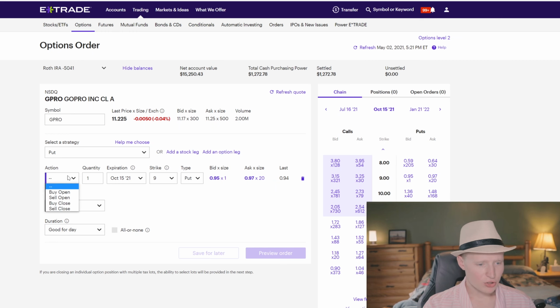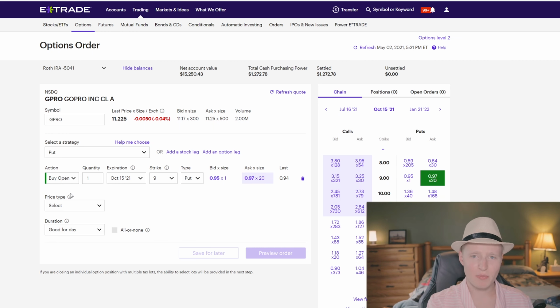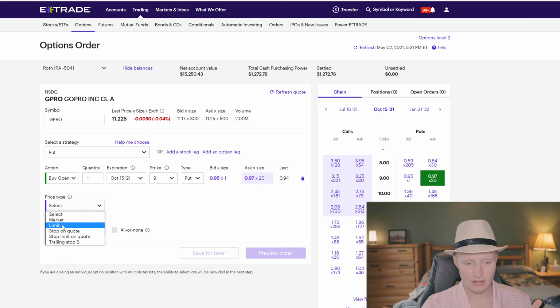Now that we have our strategy selected here, we can go into our action, and we want to buy to open. And what this means is you are going out to the market and you are buying a contract that someone else is selling. So you're going to have a positive value in your account. You're buying one contract of this.